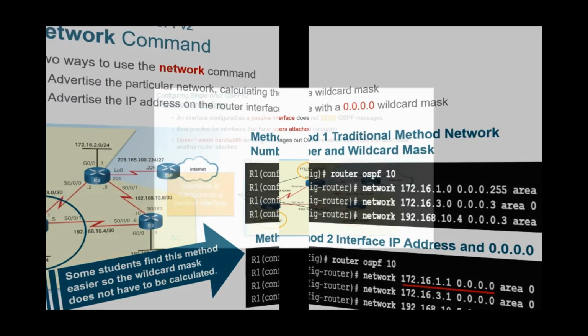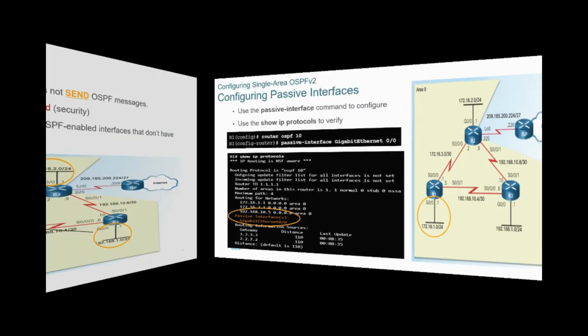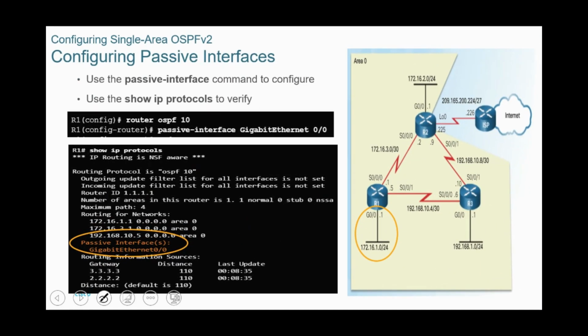Okay, next. How do you use the passive interface command? You can just type the word show ip protocols to verify it. Assuming that you already configured the passive interface, for example on router 1, as I mentioned just now, to configure it you can just go back to your router OSPF process ID.